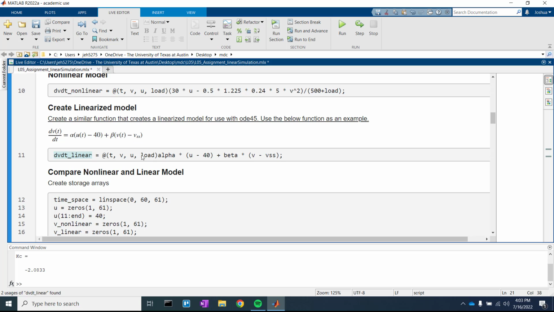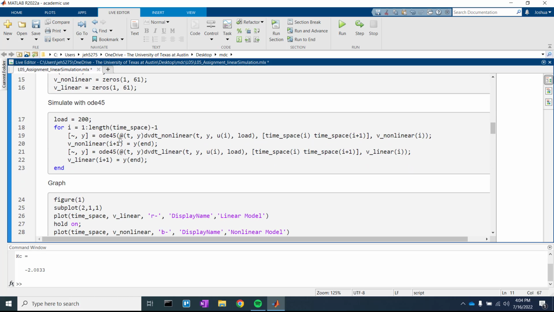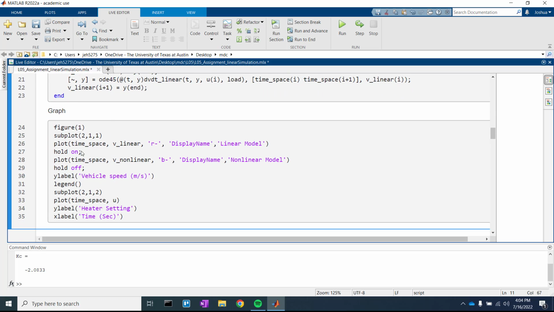So we can do just that. Here we have some function we've determined, we've named dvdt linear. Its inputs are going to be t, v, u, and load, similar to here. Except now we have a simpler equation, which is the sum of two products. So let's go ahead. We're going to simulate this with ODE45 and then graph this in figure 1.